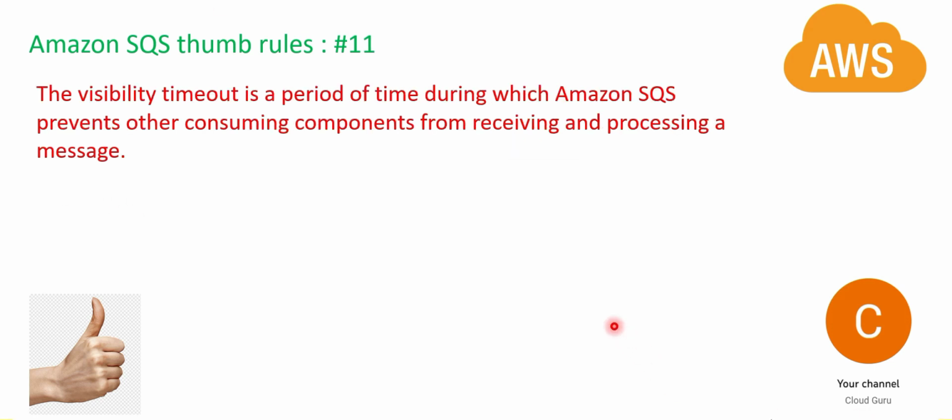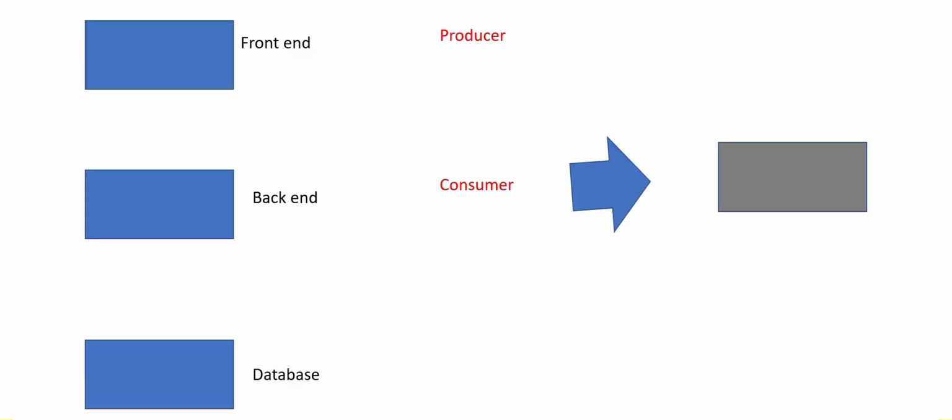Now there is a beautiful concept called visibility timeout. This is the period of time SQS prevents other consuming components from receiving and processing a message. So in this case, you have this front end, okay, and the front end is a producer and it sends the messages to the consumer. Now what if the consumer has consumed it? Okay, you send one message from here to here and the consumer has consumed it.